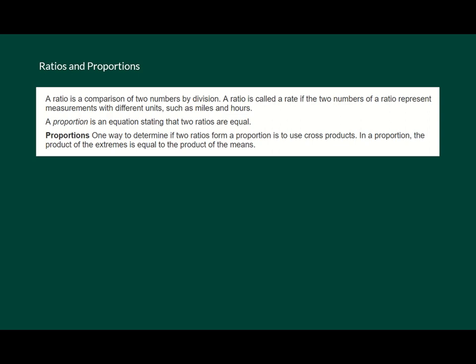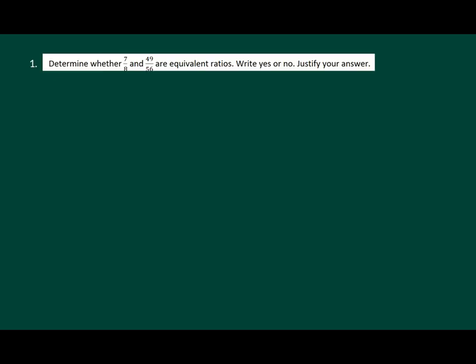Proportions. One way to determine if two ratios form a proportion is to use cross products. In other words, cross multiply. In a proportion, the product of the extremes is equal to the product of the means. So remember, we want to cross multiply.